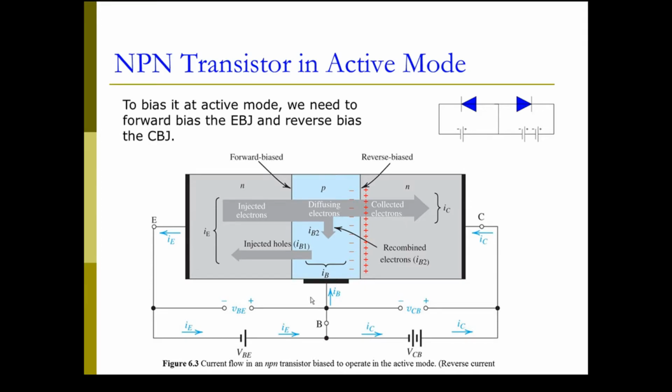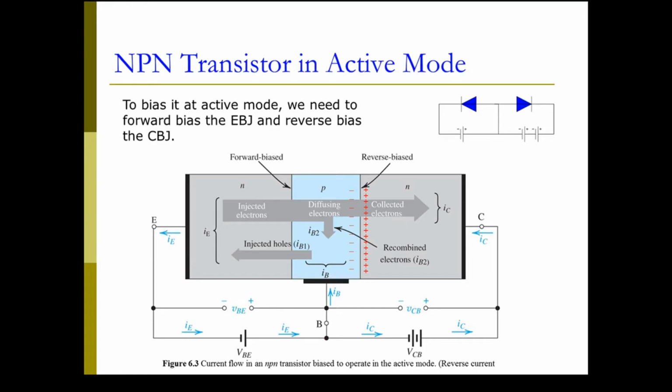We inject a very small current to the base and then to the emitter, and the electron will get into the base and then be swept by the CBJ junction, or the electrical field formed there, into the collector and then form the collector current. So this is basically how the transistor works.